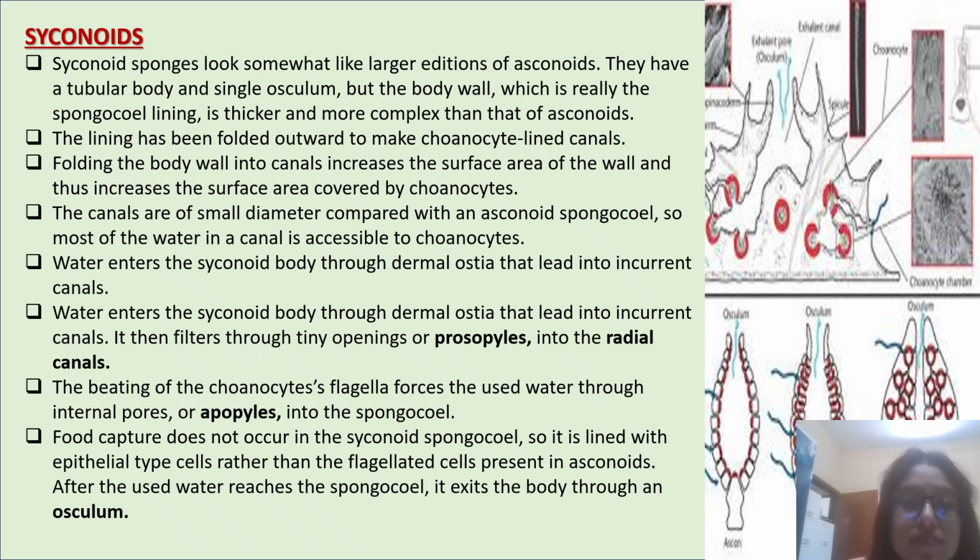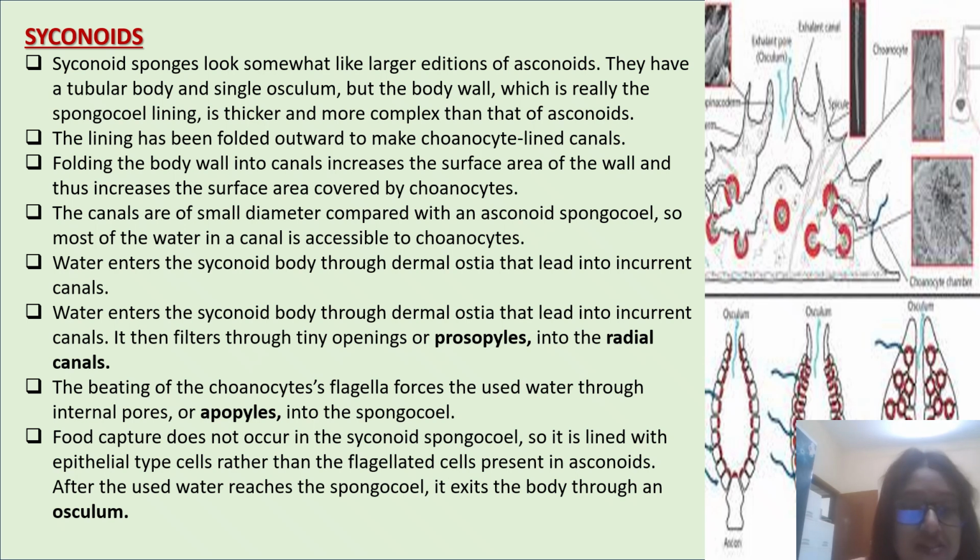Folding the body wall into canals increases the surface area of the wall and thus increases the surface area covered by choanocytes. The canals are of small diameter compared with the asconoid spongocele, so most of the water in a canal is accessible to choanocytes. Water enters the cyconoid body through dermal ostia that lead into incurrent canals. It then filters through tiny openings, or prosopyles, into the radial canals. The beating of the choanocyte flagella forces the used water through internal pores, or apopyles, into the spongocele.